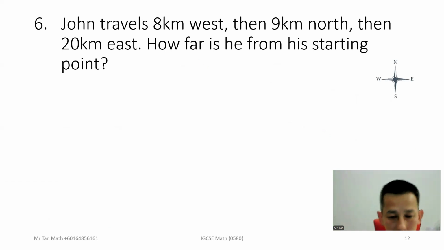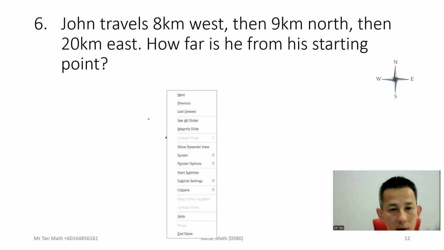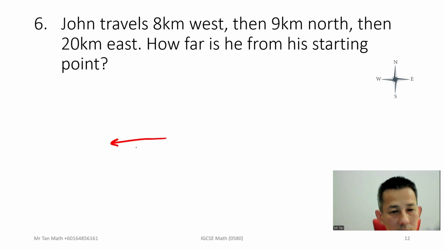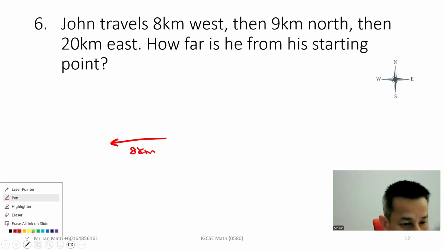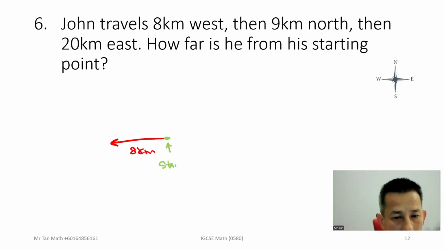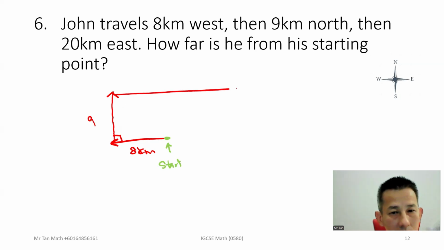Next, John travels 8 kilometers west, then 9 kilometers north, then 20 kilometers east. How far is he from his starting point? So if you start here, 8 kilometers west, put the start point here. Then 9 kilometers north, go up. This is 90 degrees. So it's 9. And then 20 kilometers east. This is 90 degrees. So how far is he from his starting point?